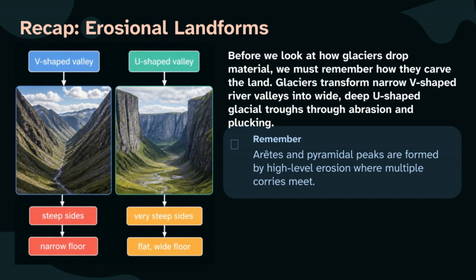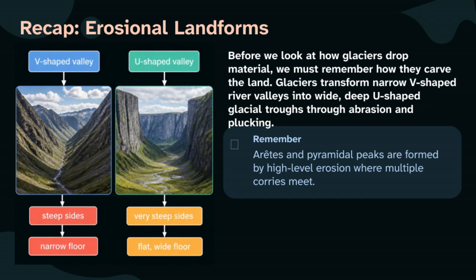A corrie is an armchair-shaped hollow where a glacier begins. An arête is a sharp ridge formed when two corries erode back to back. A pyramidal peak forms when three or more corries erode into a mountain summit from different sides. This recap matters because the material that glaciers transport often comes from erosion and weathering. The glacier first breaks and removes rock, then carries it, and later deposits it.